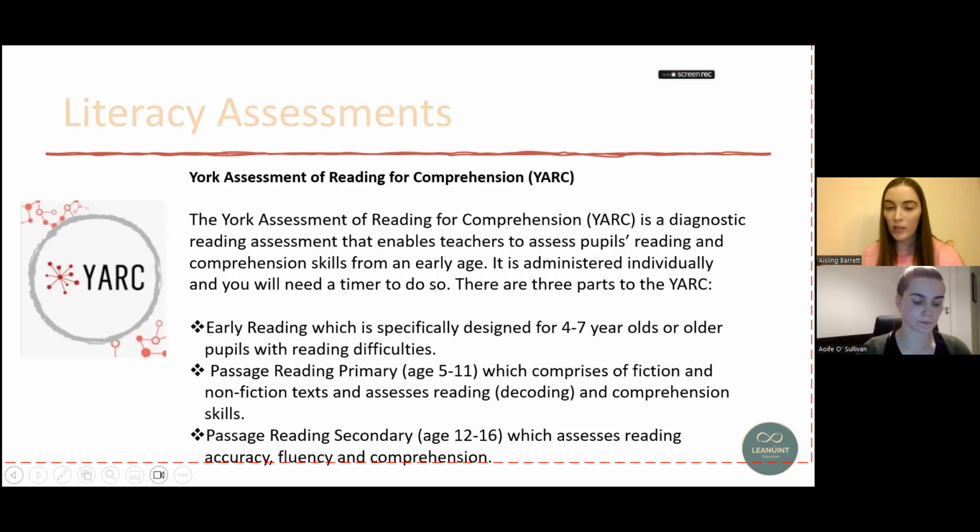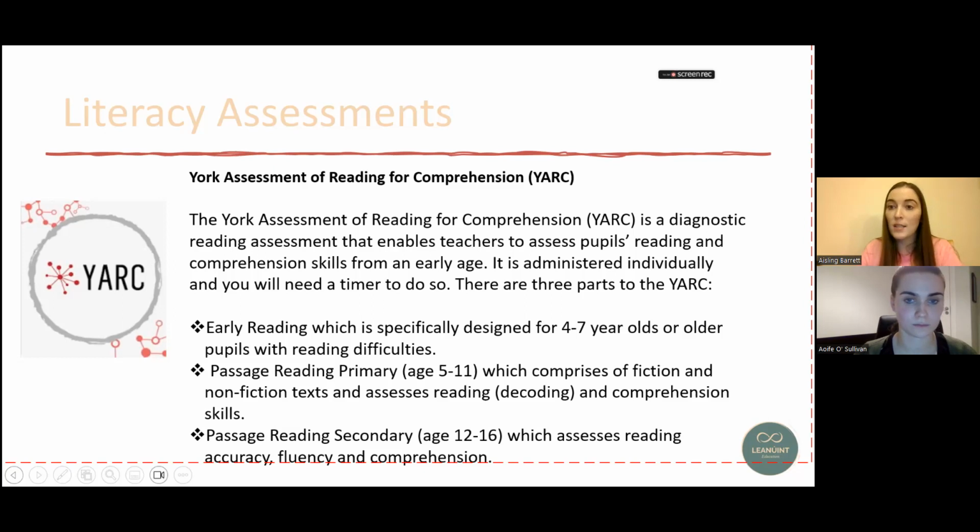Now, there is an early reading component of the ARC that can be used with younger classes, for the 4 to 7-year-olds, but this assessment isn't just for infant-based, it's a broader assessment. So it's a diagnostic reading assessment, and it looks at reading and comprehension, and it is administered 1-to-1.